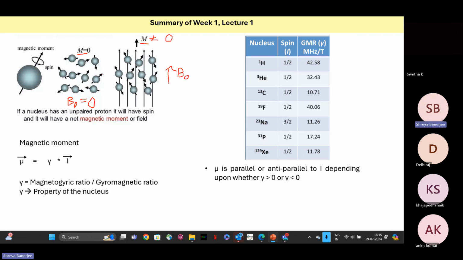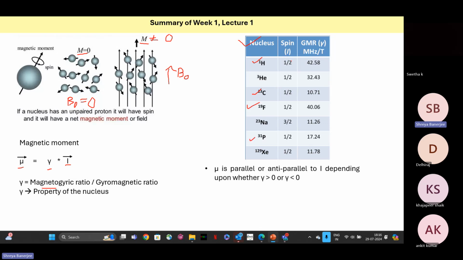This magnetic moment, represented by mu, is also a vector quantity because again it has a magnitude and it will have a direction. And it is represented by the product of gamma into I, where I is the angular momentum vector, which we just discussed, and gamma is a constant, which is called the magnetogyric ratio or gyromagnetic ratio, and it is a property of the nucleus. So you can see in this table here, there are many nuclei shown. Some common nuclei used in NMR are 1H, 13C, 19F, 31P.